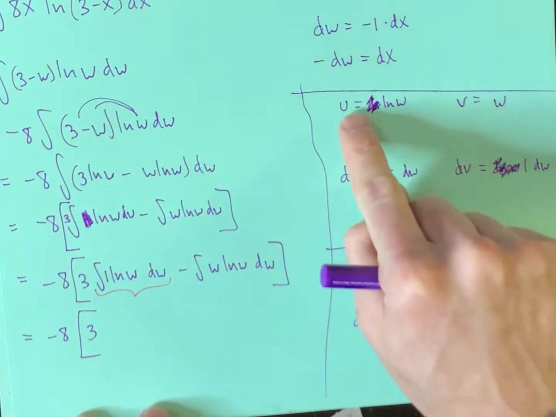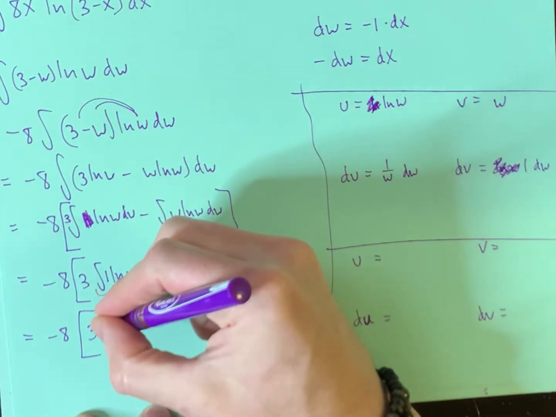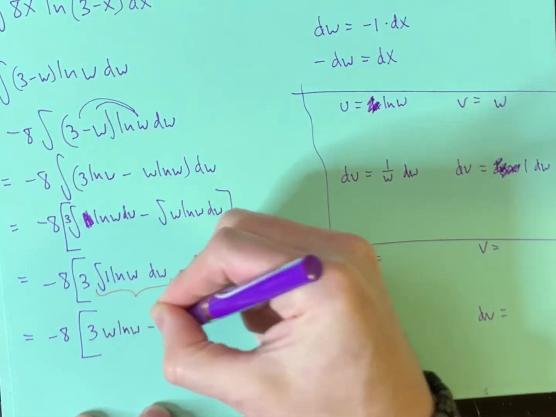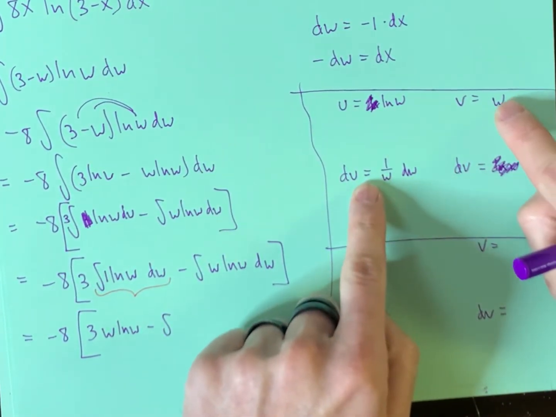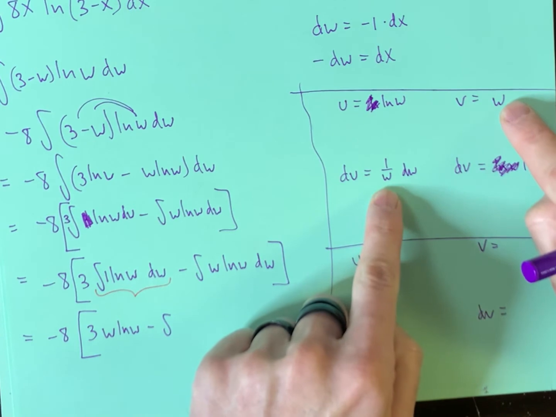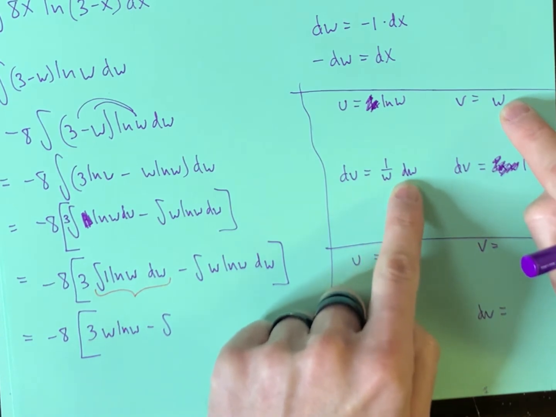So I have u and v minus integral v du. Well, look at this product. When you multiply v and du, when you multiply w and 1 over w, they're gone. So it's just dw.